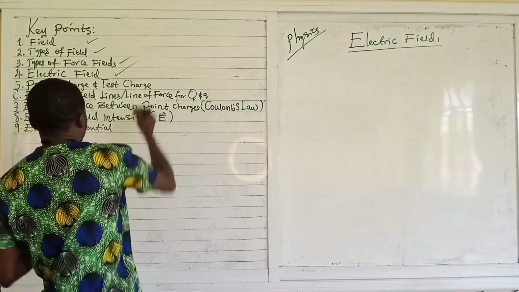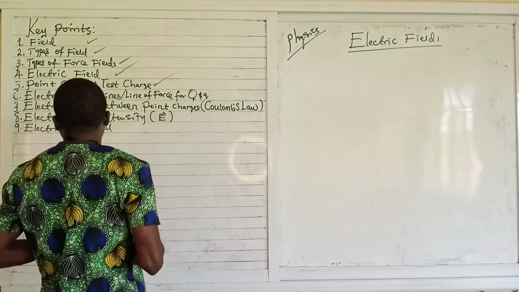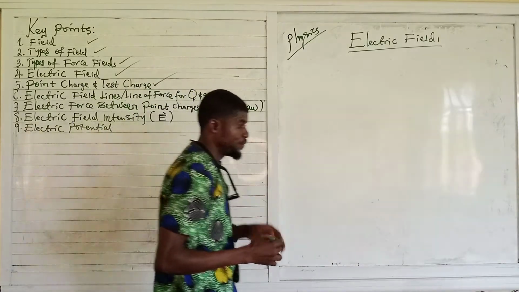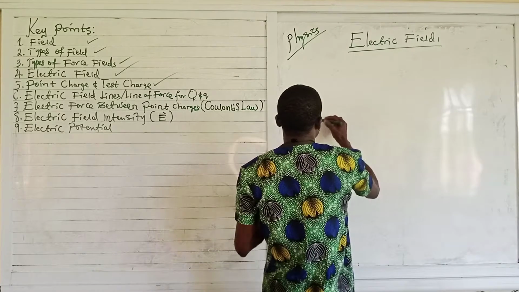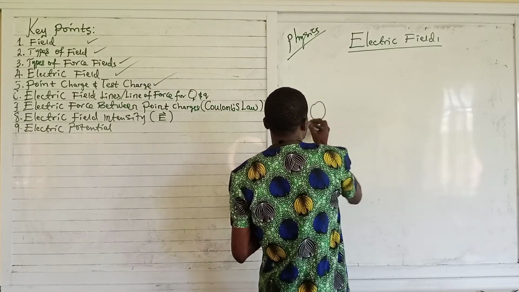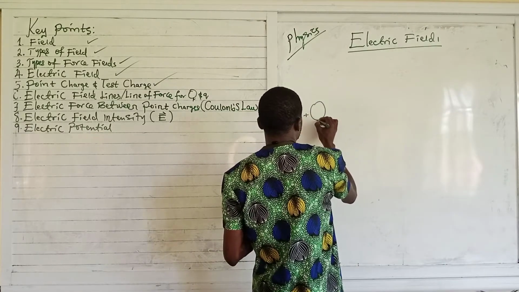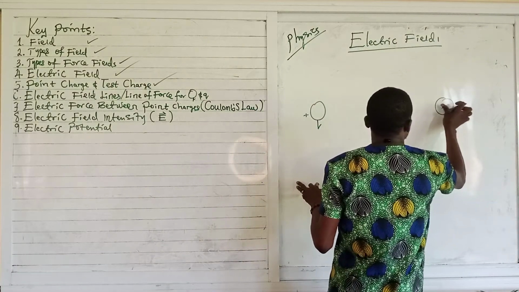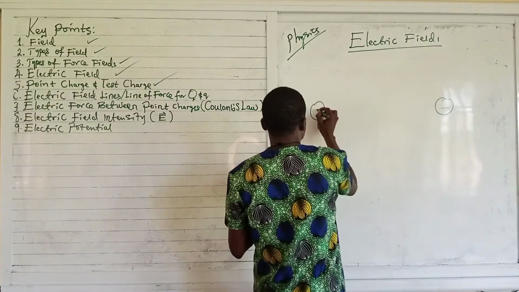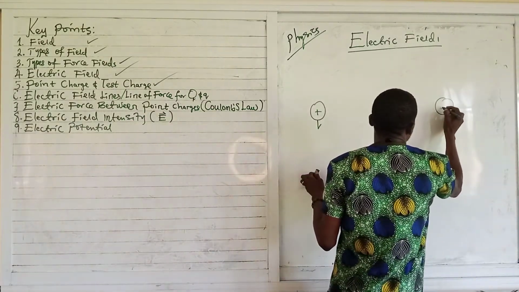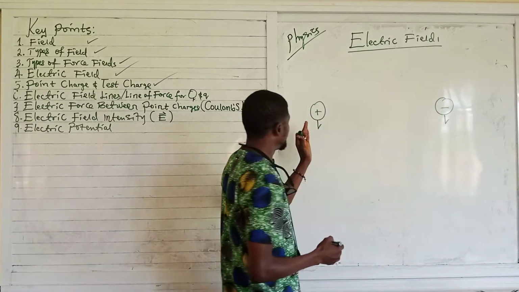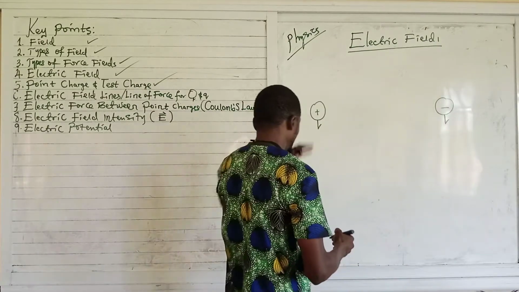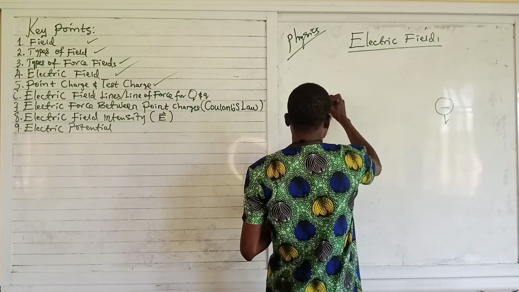I believe we are through with this right now. We want to look at electric field lines of force. If I place a positive charge here, and then I place another negative, this is a plus point charge, and then a negative point charge. The direction of the electric field will be like this.